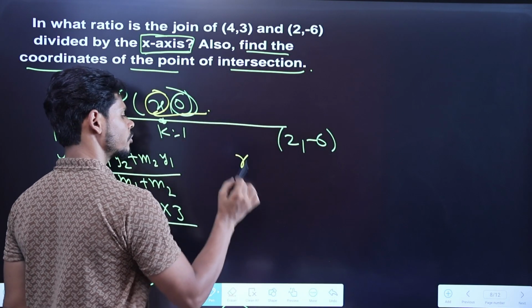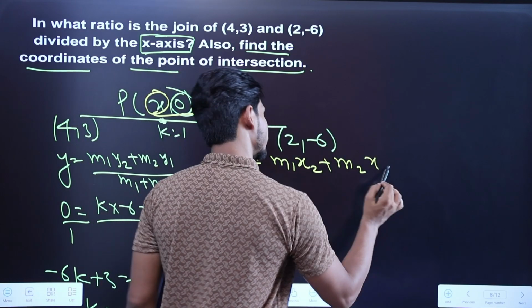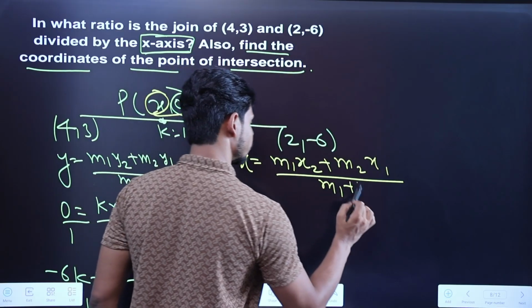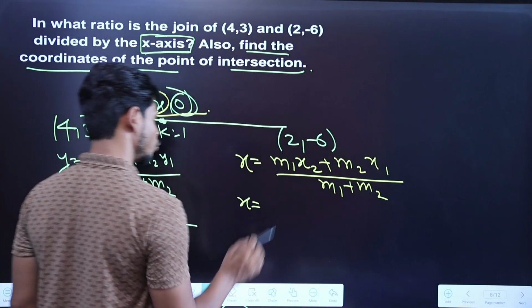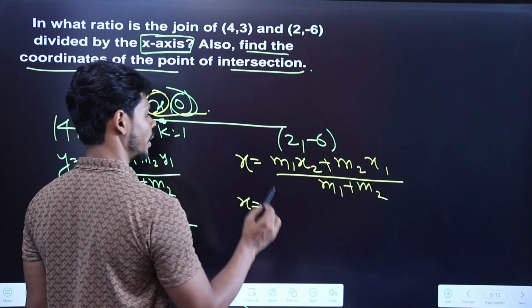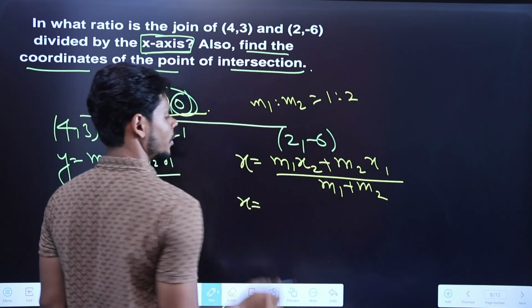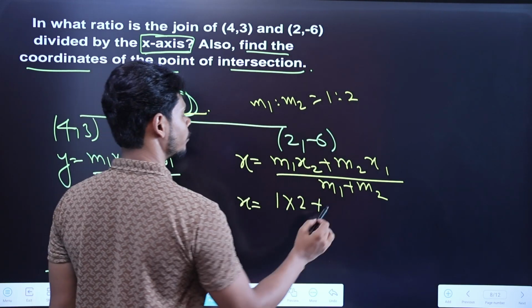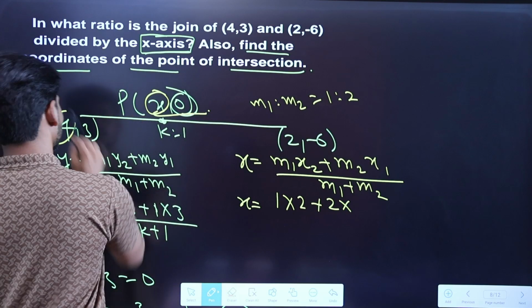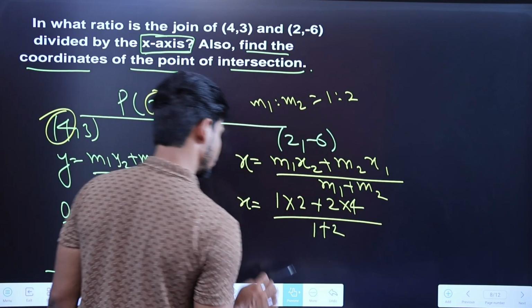And to find the value of x, we will use the formula to find the coordinate of x, right? So m1 x2 plus m2 x1 divided by m1 plus m2. Now we already know that the ratio is 1:2. So m1 is to m2 is nothing but 1:2. So m1, then x2 is 2, then plus m2 is 2 into x1. x1 is this thing 4. Divided by m1 plus m2, which is 1 plus 2. Just we need to solve this.